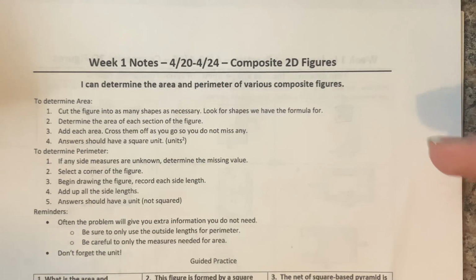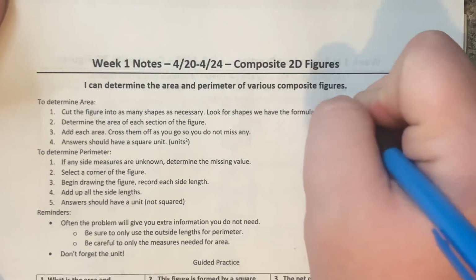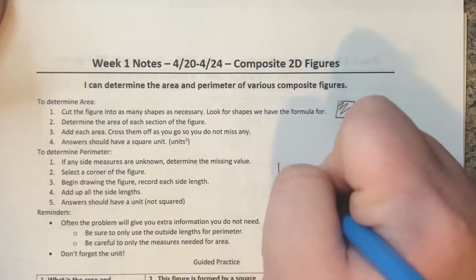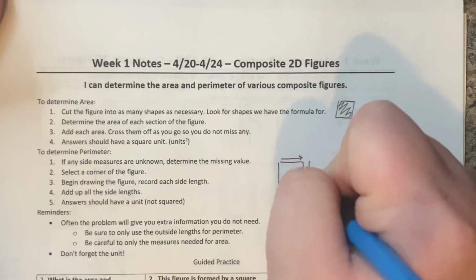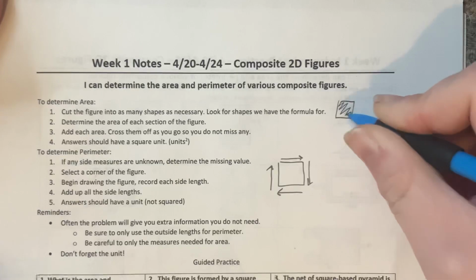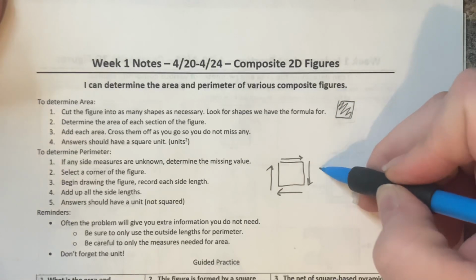So before we found the area, remember, area is the amount of stuff inside a figure. Perimeter, on the other hand, is the distance around a figure. So it's this side plus this side plus this side plus this side. Area is the stuff inside. Perimeter is the stuff on the outside.